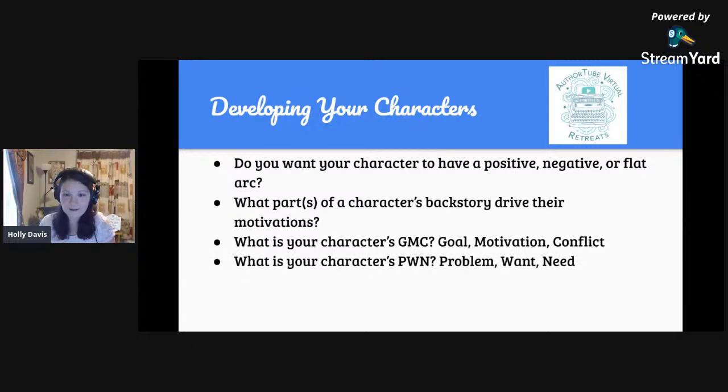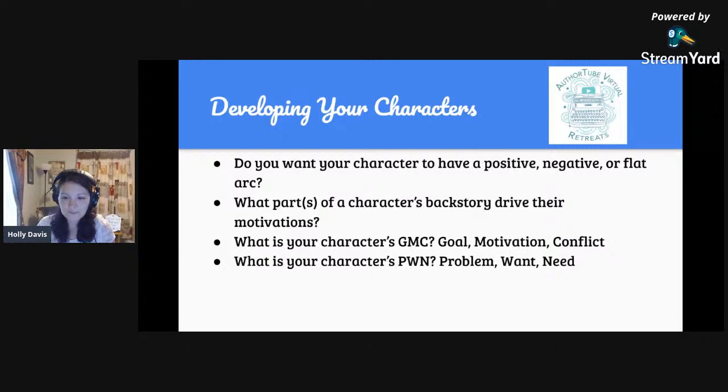You also want to find out, and this one's similar but from Save the Cat, your character's PWN: problem, want, and need. Their problem is a flaw or a problem that needs fixing in the character's life. Then you want to figure out their want, or their goal, that the hero is proactively pursuing. And then the need is the life lesson that needs to be learned.